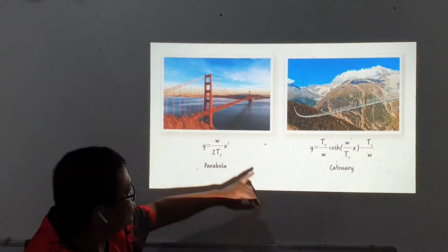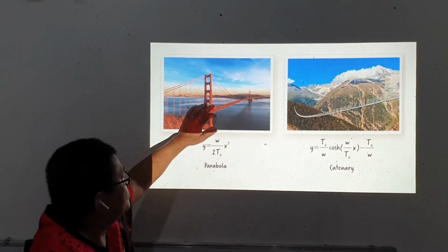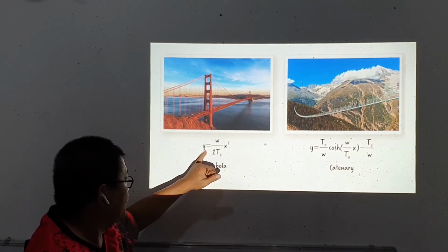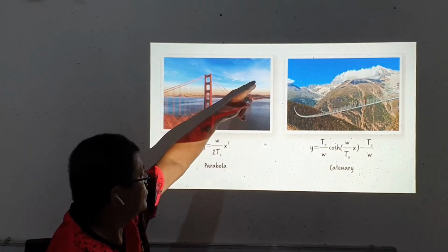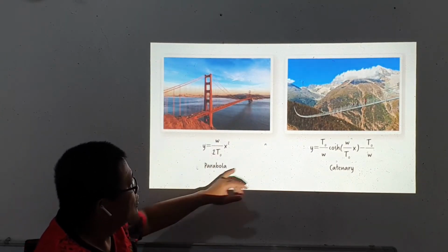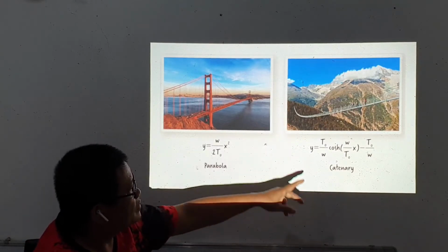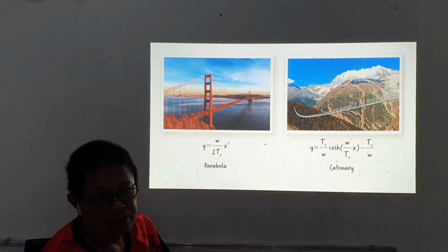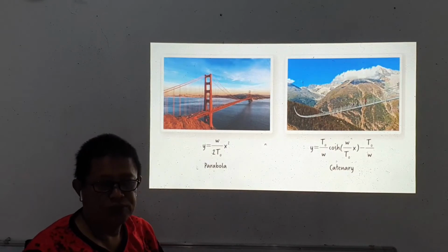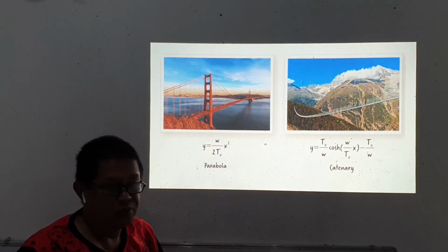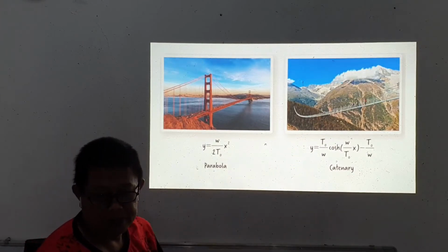So for suspension bridges, the curve of the cable is a parabola, while that of the pedestrian bridge is described by a catenary. Okay, so it now depends on the type of distribution of the load that we can differentiate one from the other.